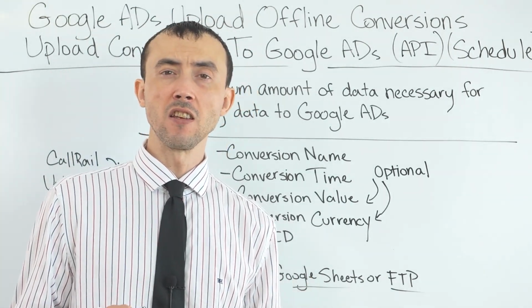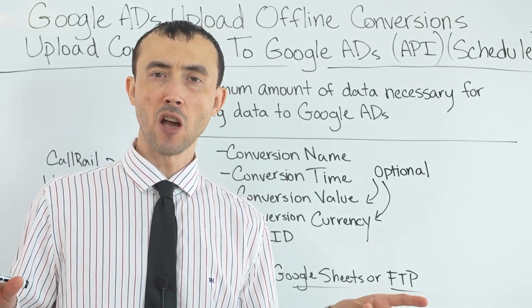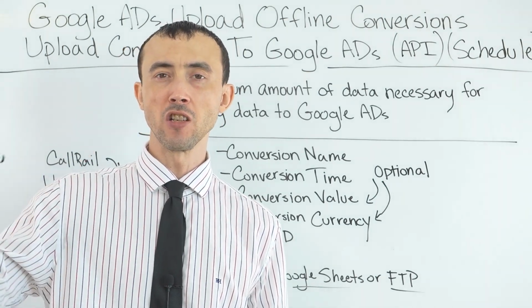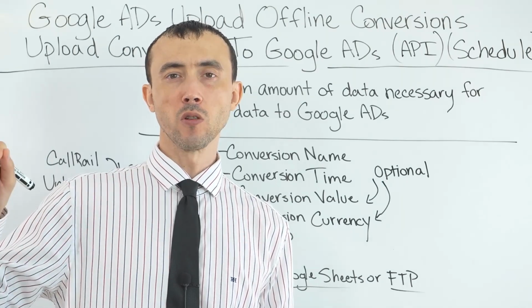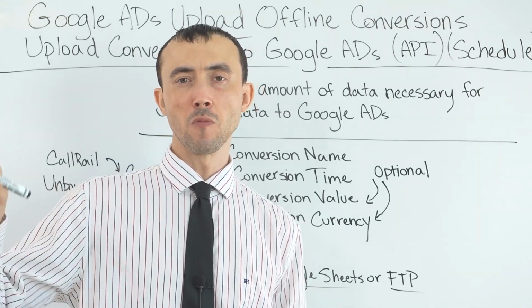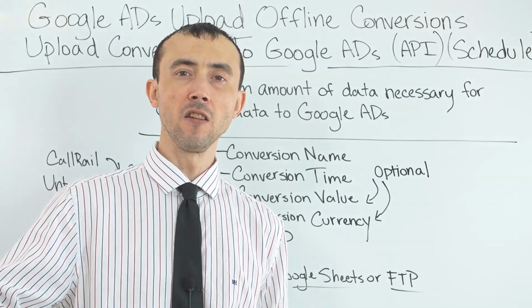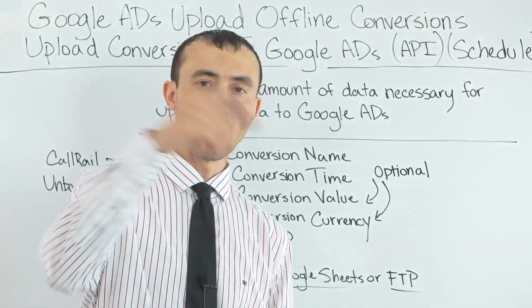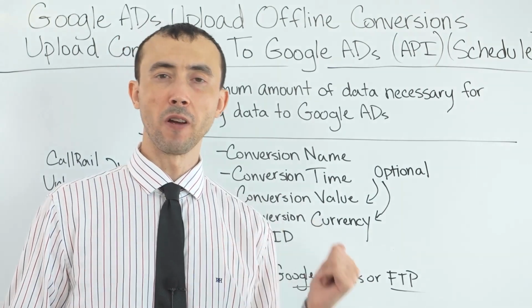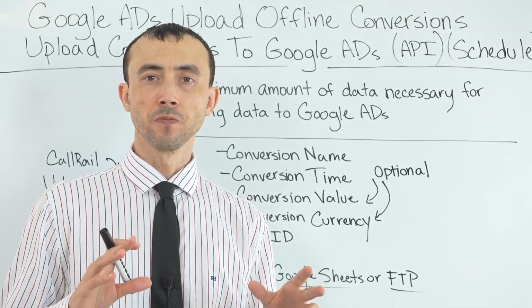So let's say you're running an e-commerce website. Not all the sales go through your shopping cart. Some go through the phone and then get punched through a virtual terminal, a credit card terminal that the salesperson has on their end. Those sales can go back to Google Ads through this offline conversion tracking process.